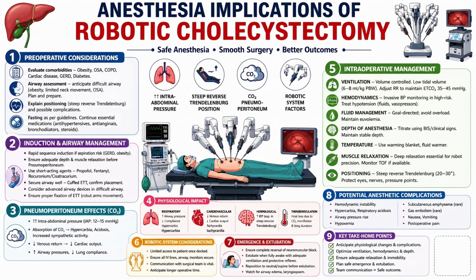Before induction, assess the airway, aspiration risk, cardiopulmonary comorbidities, and positioning requirements. During induction, secure the airway and all intravenous and monitoring connections. During pneumoperitoneum, anticipate hypercapnia, increased airway pressures, and hemodynamic changes. During the robotic phase, maintain adequate ventilation, hemodynamic stability, temperature, anesthetic depth, and neuromuscular relaxation. And before extubation, ensure complete reversal, adequate ventilation, and full consciousness.